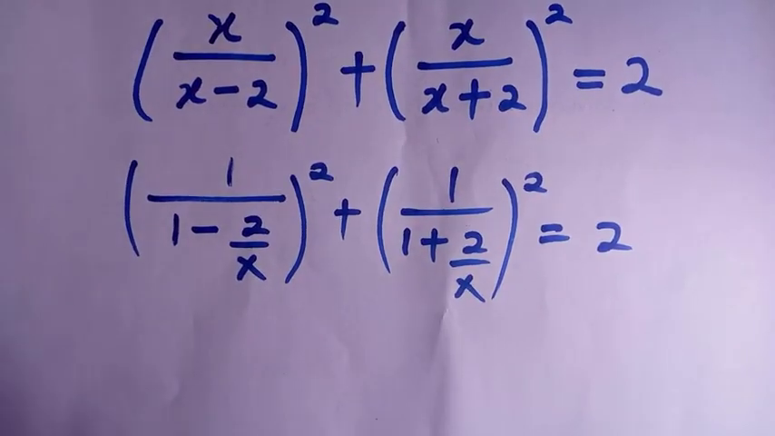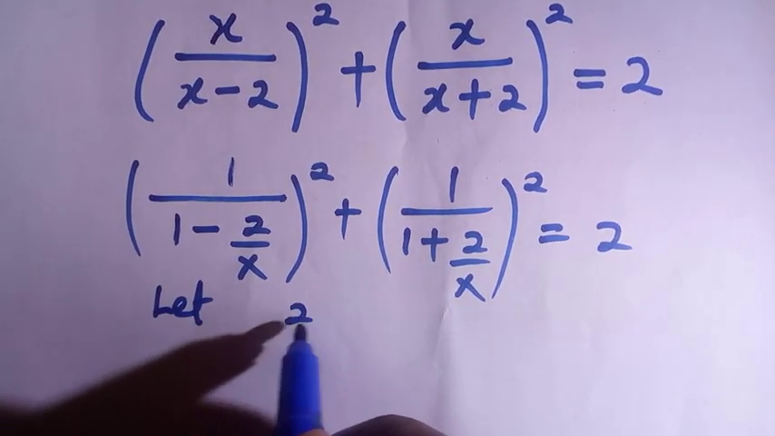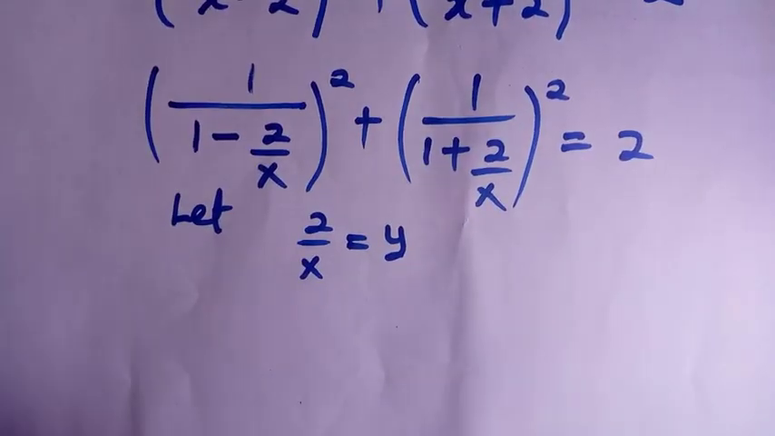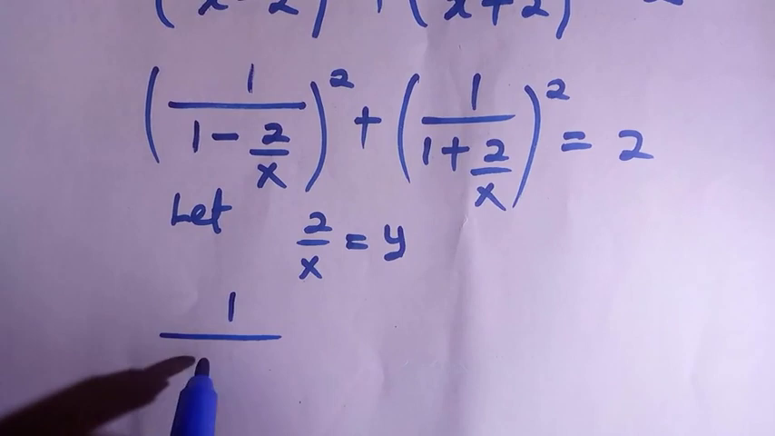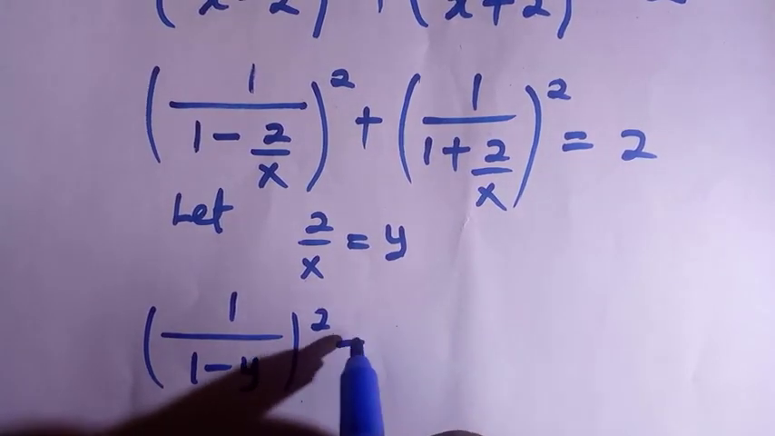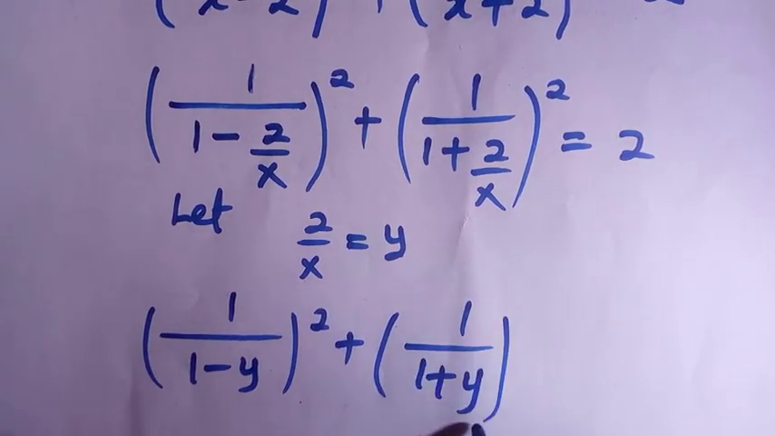So we're having 2 divided by x. I will let 2 divided by x be y, so anywhere we see 2 divided by x, we replace it with y. We have 1 divided by 1 minus y, raised to the power of 2, plus 1 divided by 1 plus y, raised to the power 2, equals 2.